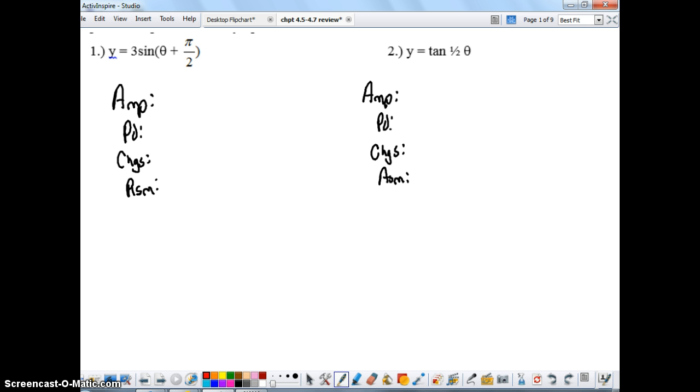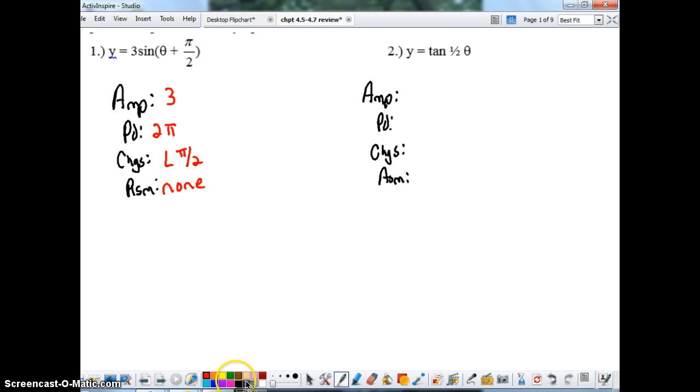So the first one, y equals 3 times sine of (theta plus pi over 2). So amplitude is always the number in front of the trig function. That's 3. Period is 2 pi, unless it is changed by the number in front of theta. It is not here, so it's just 2 pi. Changes, we're going to go left pi over 2 from the plus pi over 2 on the inside. All right, asymptotes, we'll get to those. Actually, asymptotes are none because it's a sine.